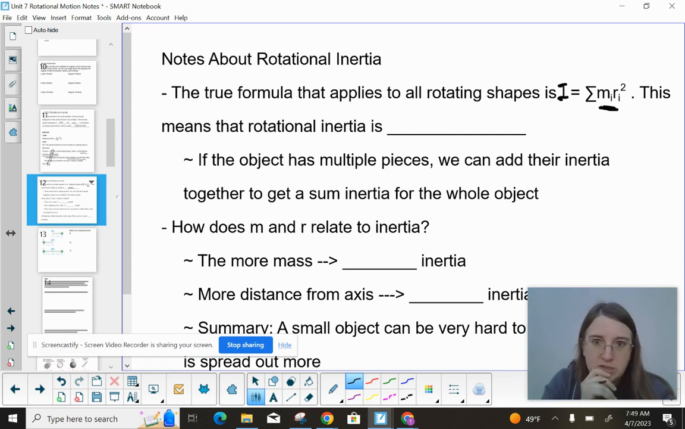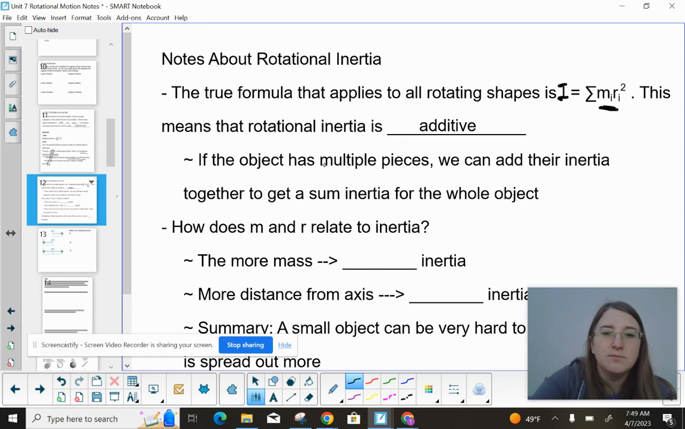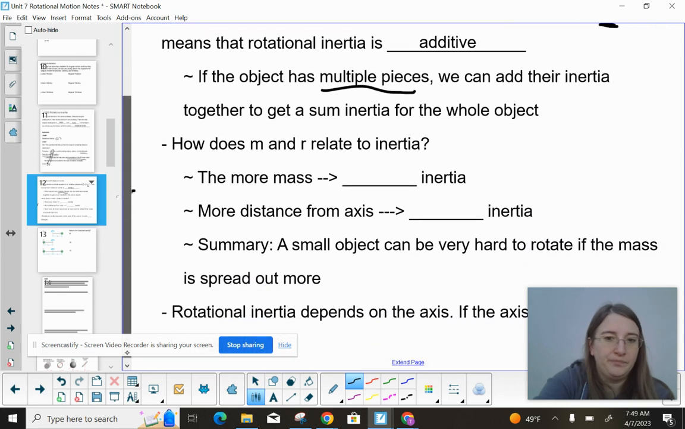That requires some calculus. Dealing with infinity is calculus. So in this class, we just have the basic formulas. Obviously, we're not doing calculus. What this means is rotational inertia is additive. If the object has multiple pieces, we can add together their separate inertias to get the total inertia for the whole. That sounds more complicated than it is. It's really not that bad when you're doing a problem.